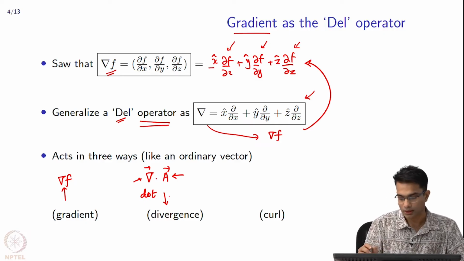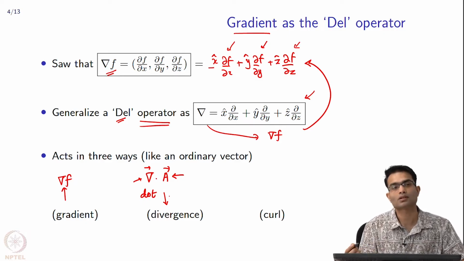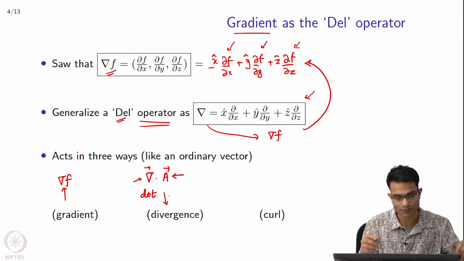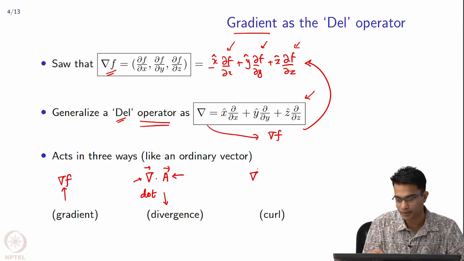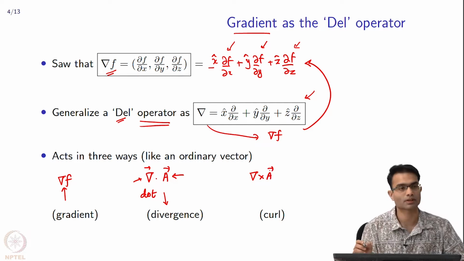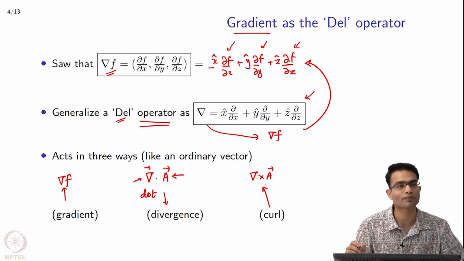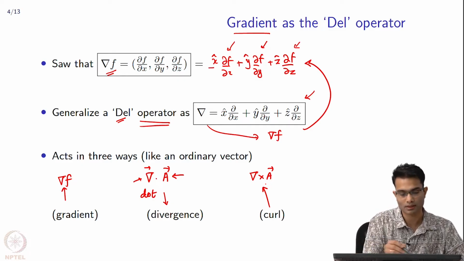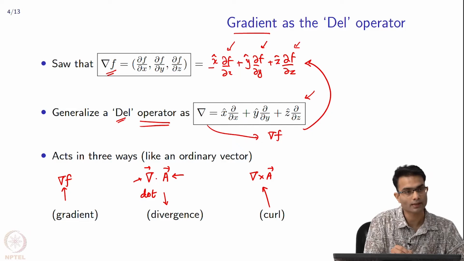This was dot. The other thing is a cross product. We know that I can take 2 vectors and define their cross product. Similarly, I can take these 2 vectors and take a cross product. In the language of vector calculus, it is called the curl of the vector A.